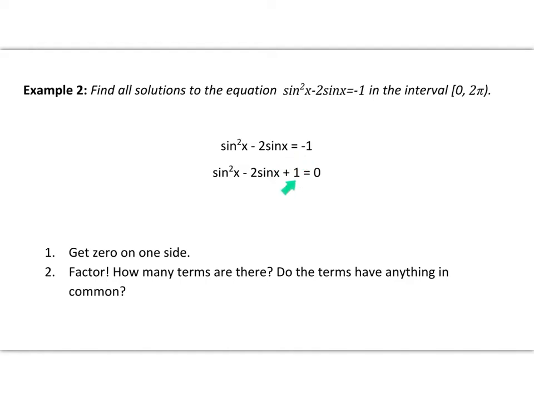Done. The next thing we want to do is factor. Always check for a greatest common factor first. When we look at this, we want to ask ourselves, how many terms are there? And I'm hoping you see 3 terms here. So we have our sine squared is 1 term, 2 sine of x is 1 term, and then the 1 is 1 term. Because they don't all have something in common, there's no greatest common factor here.